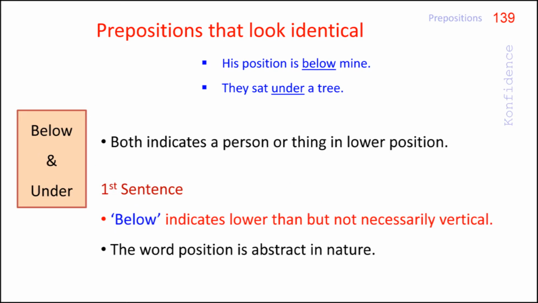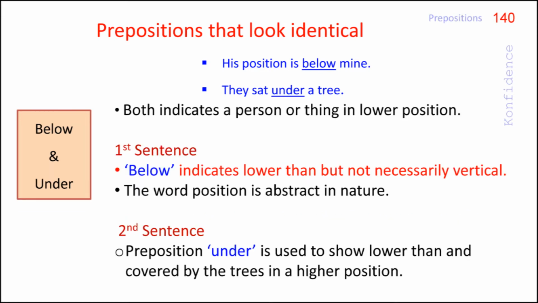See the example given in the slide. The sentence does not give a vertical picture of up and down of something concrete. The word position is abstract in nature, so preposition below is used here. But in the second sentence, two concrete things, they and tree, are mentioned. The sentence shows the vertical picture of two things. Here, under is a correct preposition because it is used to show lower than and covered by the thing, here trees, in a higher position.